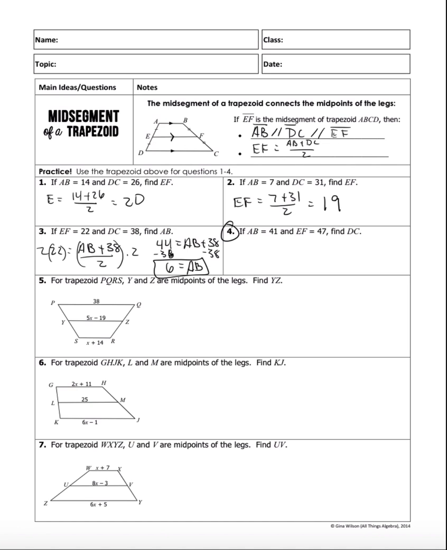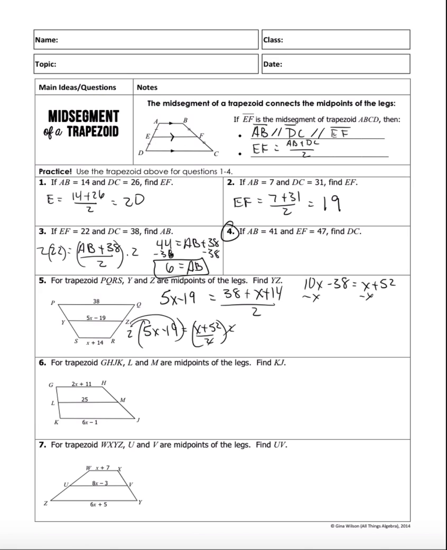Okay, so now we're going to find YZ, which is your mid-segment. But before we can do that, we have to find the X. So we're going to use that formula again. We're going to say that YZ, the mid-segment, is equal to the bases 38 plus X plus 14 over 2. So 5X minus 19 equals X plus 52 over 2. And we're going to multiply both sides by 2 to get rid of that denominator. Don't forget to use the distributive property over here. So we have 10X minus 38 equals X plus 52.